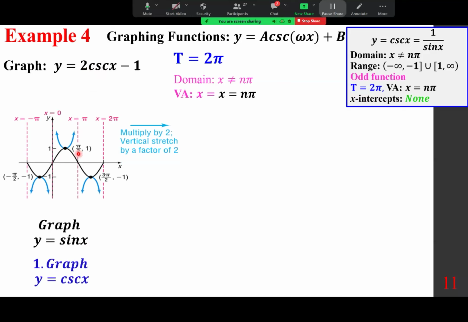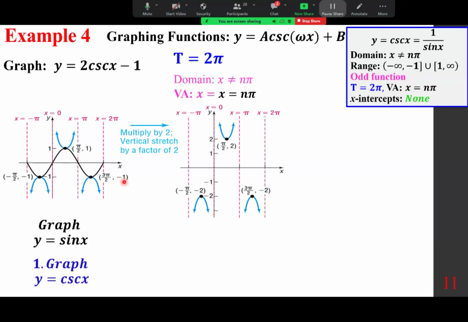If I want to stretch it in a vertical direction, what happens is that the x doesn't change, but the y, 1 becomes 2, negative 1 becomes negative 2, and so we end up with the following. Same vertical asymptotes, but this point now has been stretched as follows.